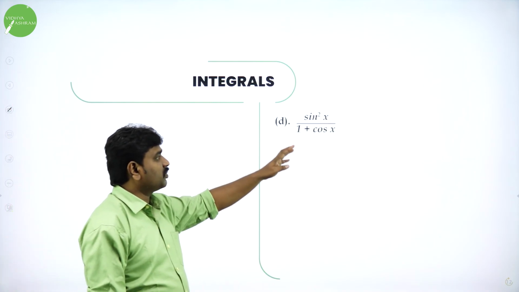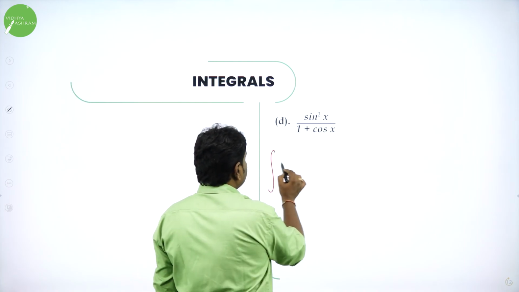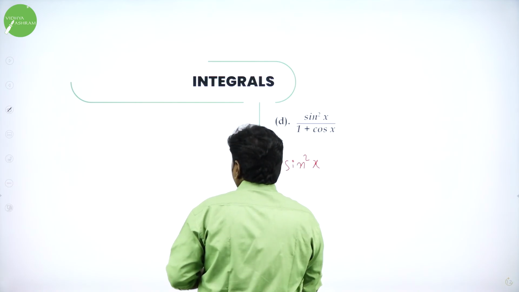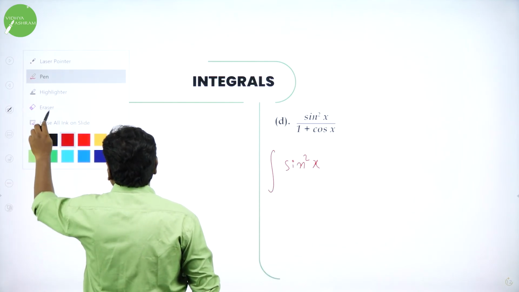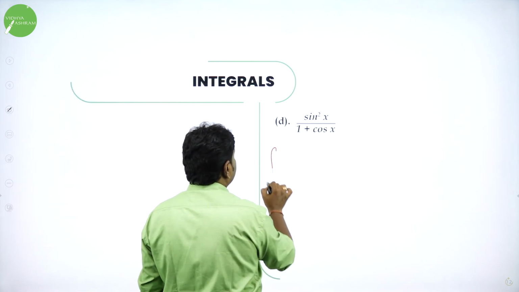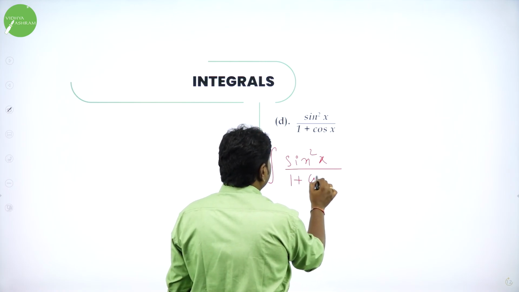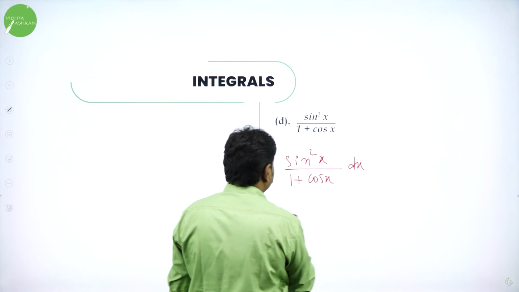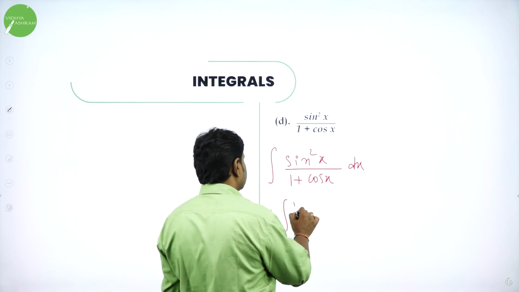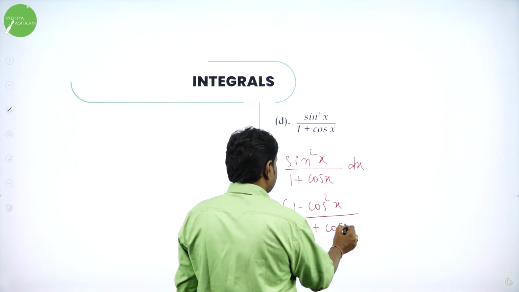Now sin square x by 1 plus cos x: if we rationalize, it will become simple, but instead of rationalizing we will do another method. Our integration of sin square x divided by 1 plus cos x, right? In the numerator, can I write it as 1 minus cos square x? You know sin square x can be written as 1 minus cos square x. So instead of sin square x, I'll write 1 minus cos square x divided by 1 plus cos x dx.